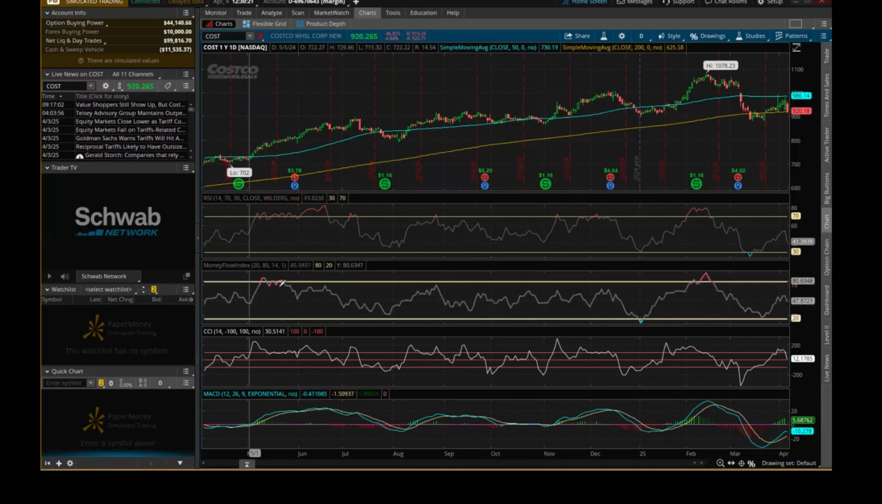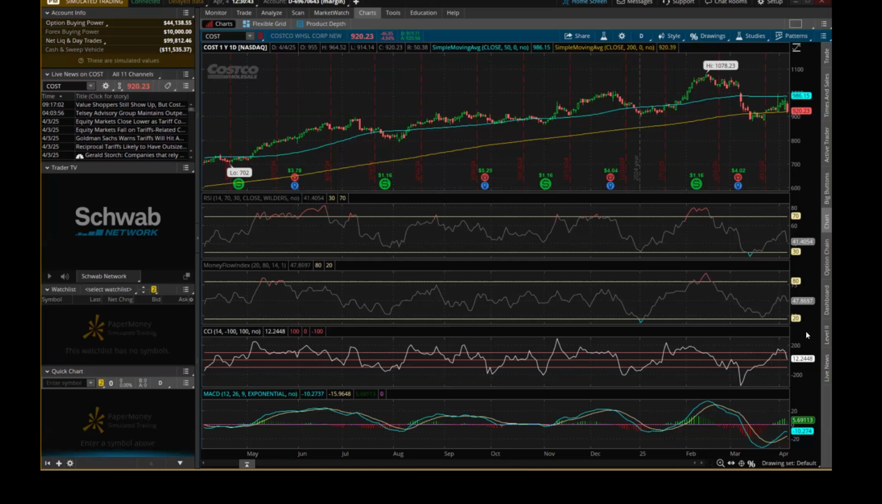Moving on to the MFI. If it is over 80, it is an overbought signal. And if it is under, then it is an oversold signal. And in this case, again, it is in between at 47. So that's going to be a hold signal again.